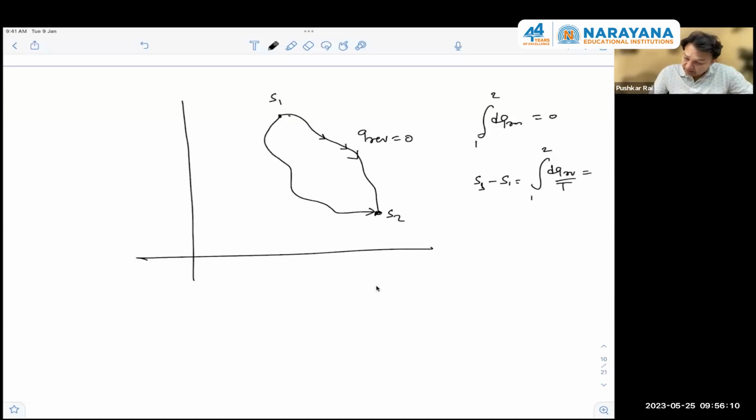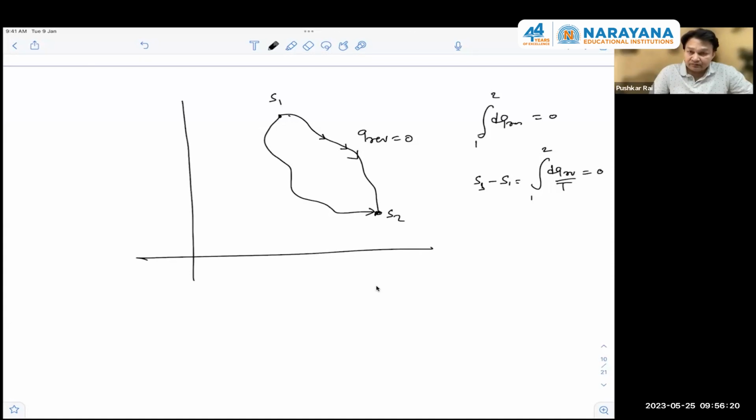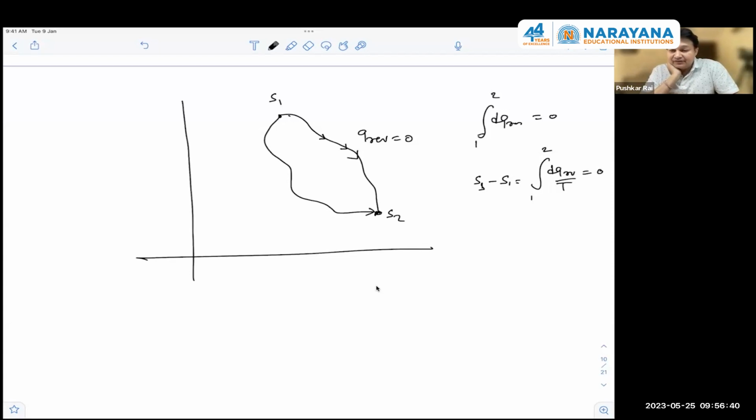Are you sure that it is also going to be 0? If Q reversible is 0, it is 0? No, no, no. Q reversible being 0 means the sum of the Q's is 0. But for dQ reversible by T, at every point you have to divide by the temperature and then integrate it. So it is not 0. Is that clear? Examinations are very around the corner, okay? You understand now?